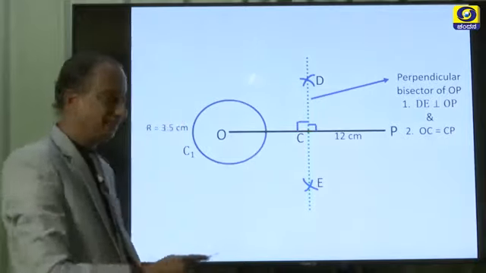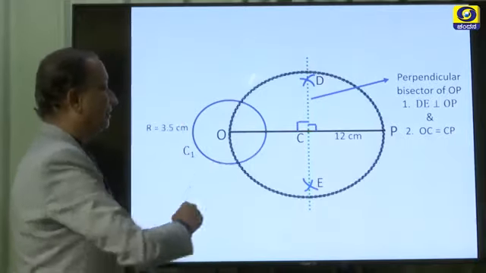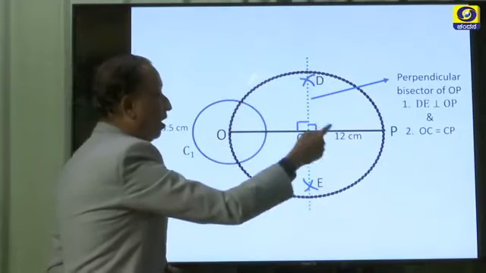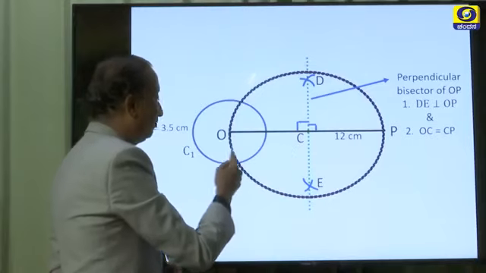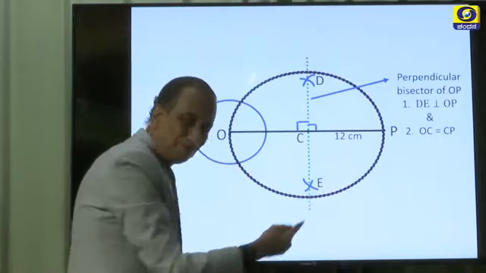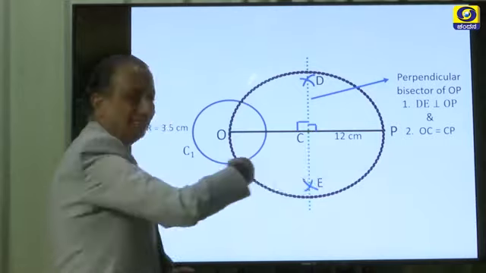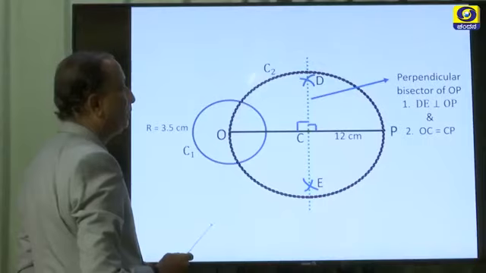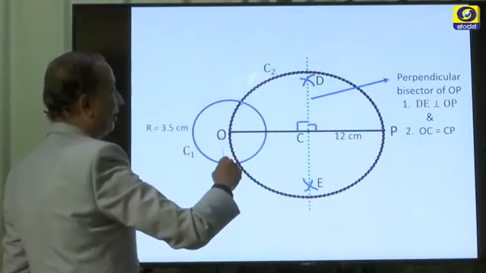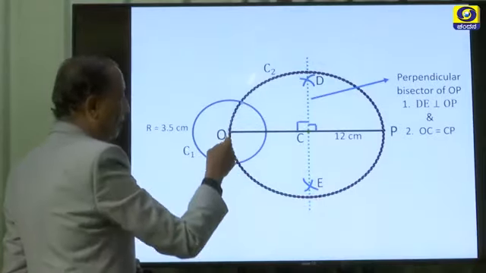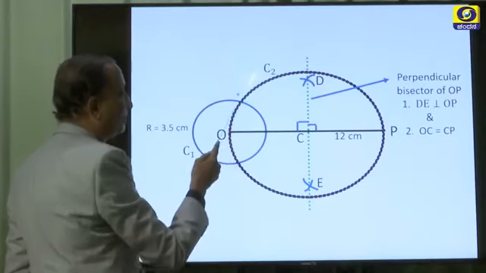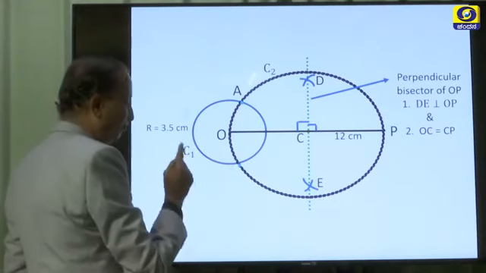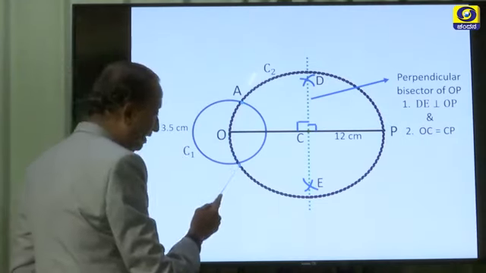With C as center, with CO as radius, you draw a smooth circle like this passing through O and P. With C as center, with CO or CP as radius, you draw this circle, children. Now, this is called circle number 2, C2. Okay. This circle 1, C1, and this circle C2 are intersecting at these 2 points. So, this is one point, call it A. This is another point, carefully note down, this is point B.